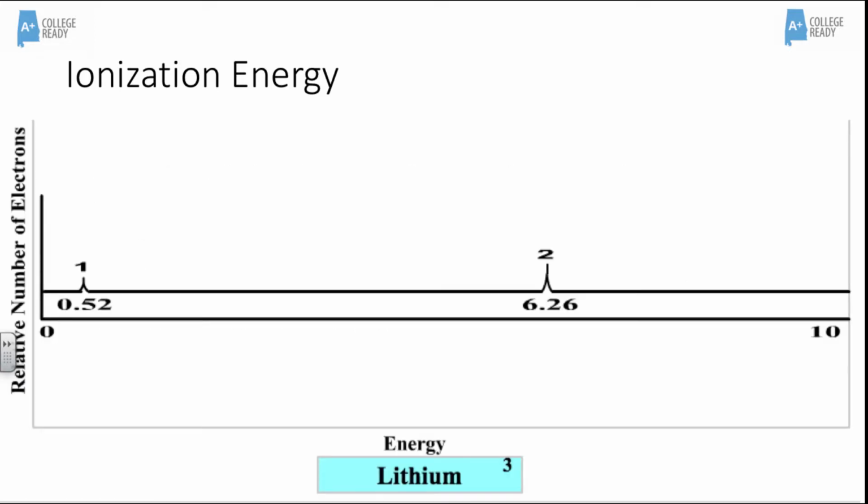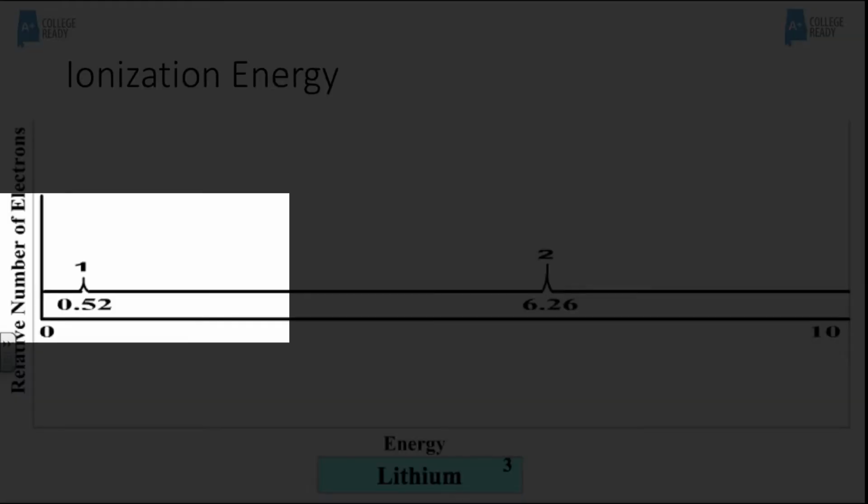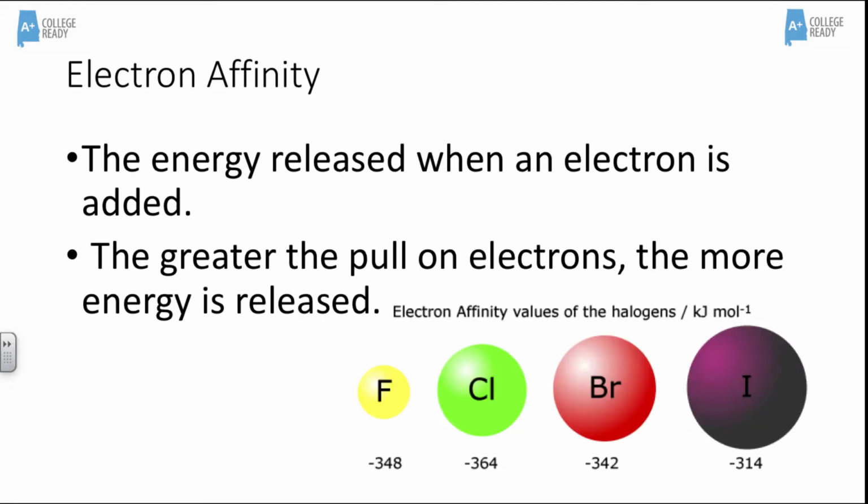This is the PES diagram for lithium. You can see that the 1s electrons right here take much more energy to remove them than the 2s electrons here. We can compare the ionization energies of two elements and measure which one requires more energy to remove those electrons. The last periodic trend is electron affinity.